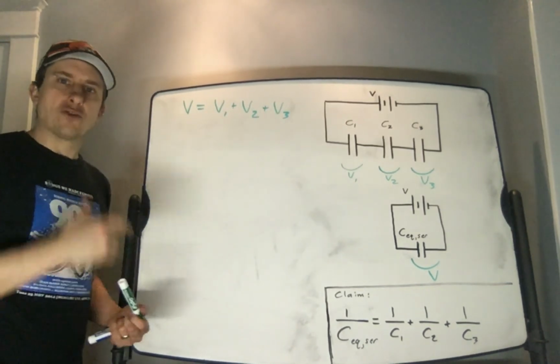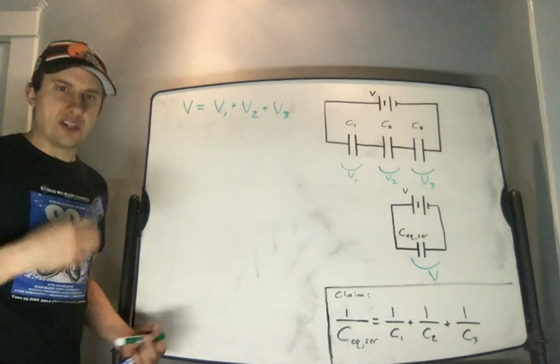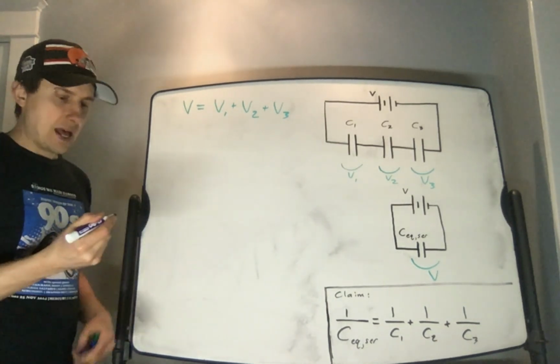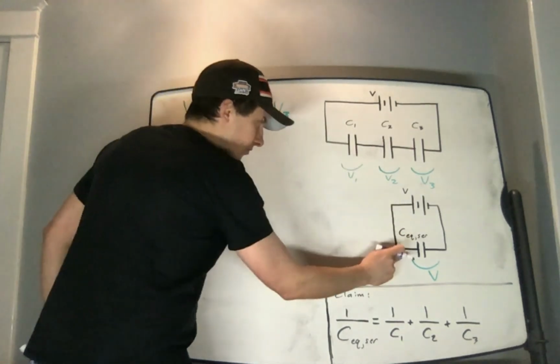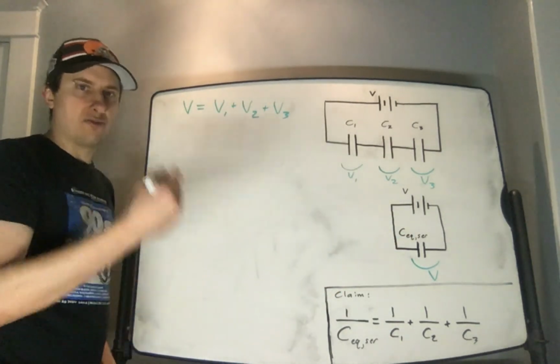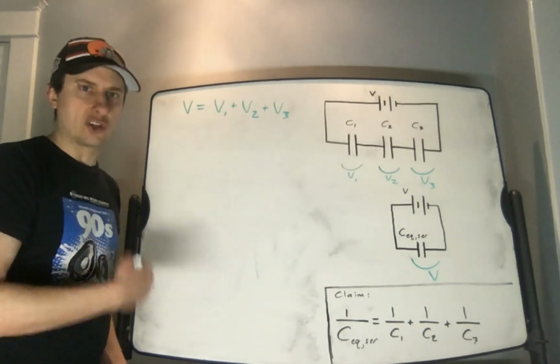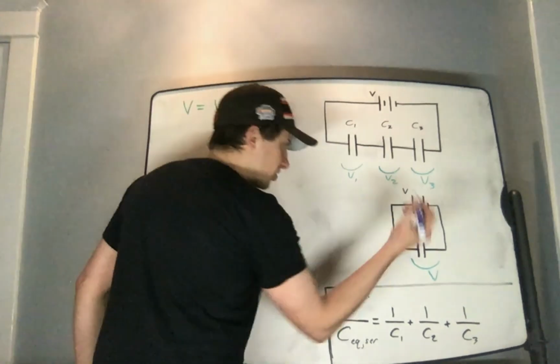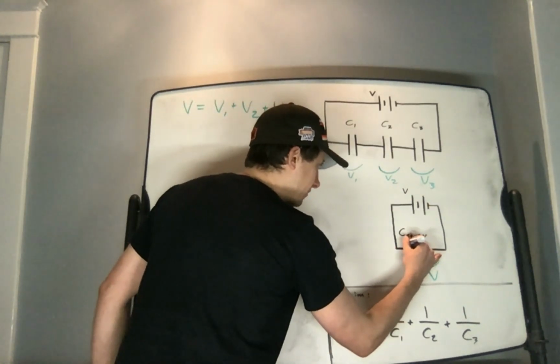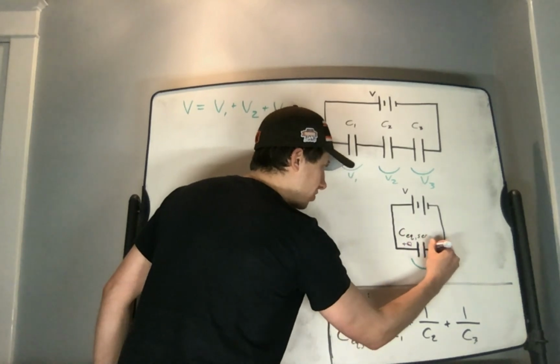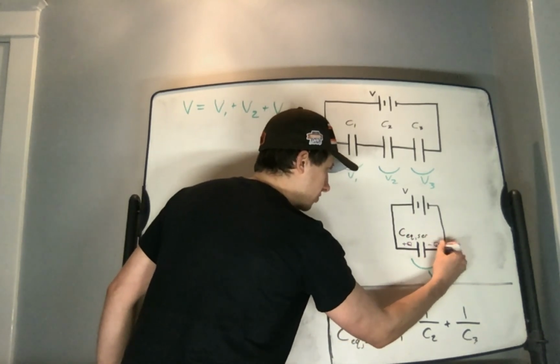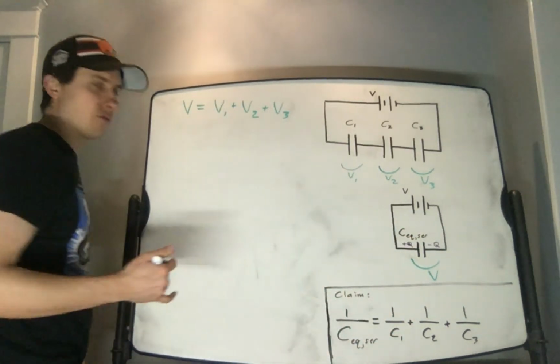Let's now consider the charge that accumulates on the plates of these capacitors. I could say that this equivalent capacitor will have a charge of plus Q and minus Q accumulate on its two plates. So we will say this plate on the left accumulates a charge of plus Q and the plate on the right accumulates a charge of minus Q.